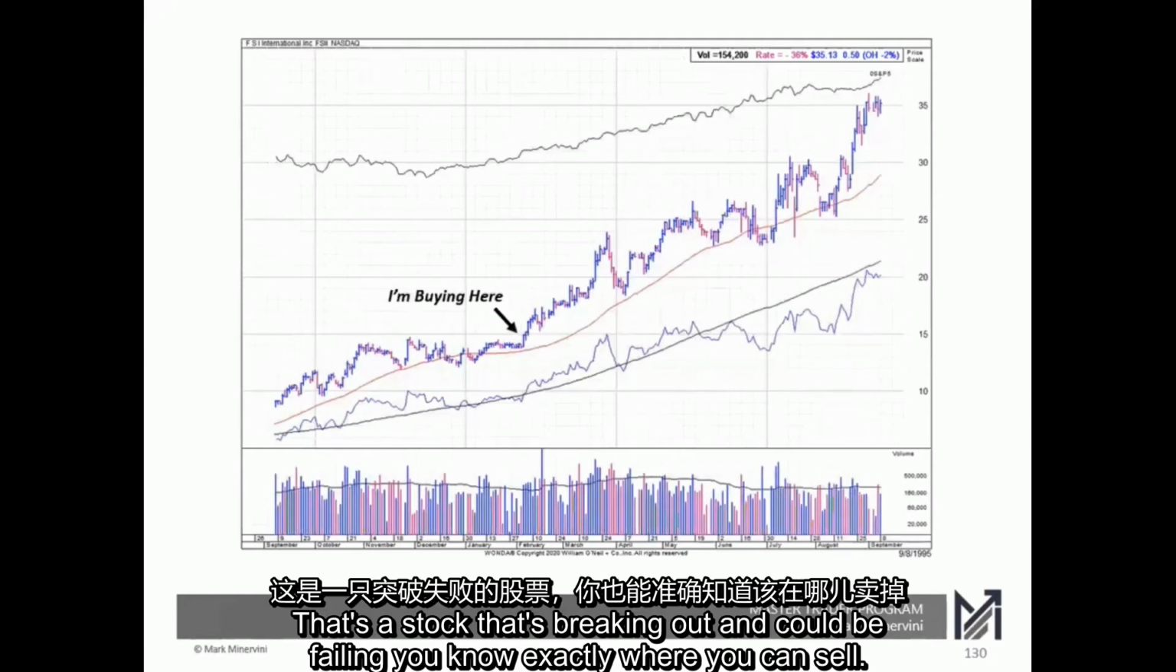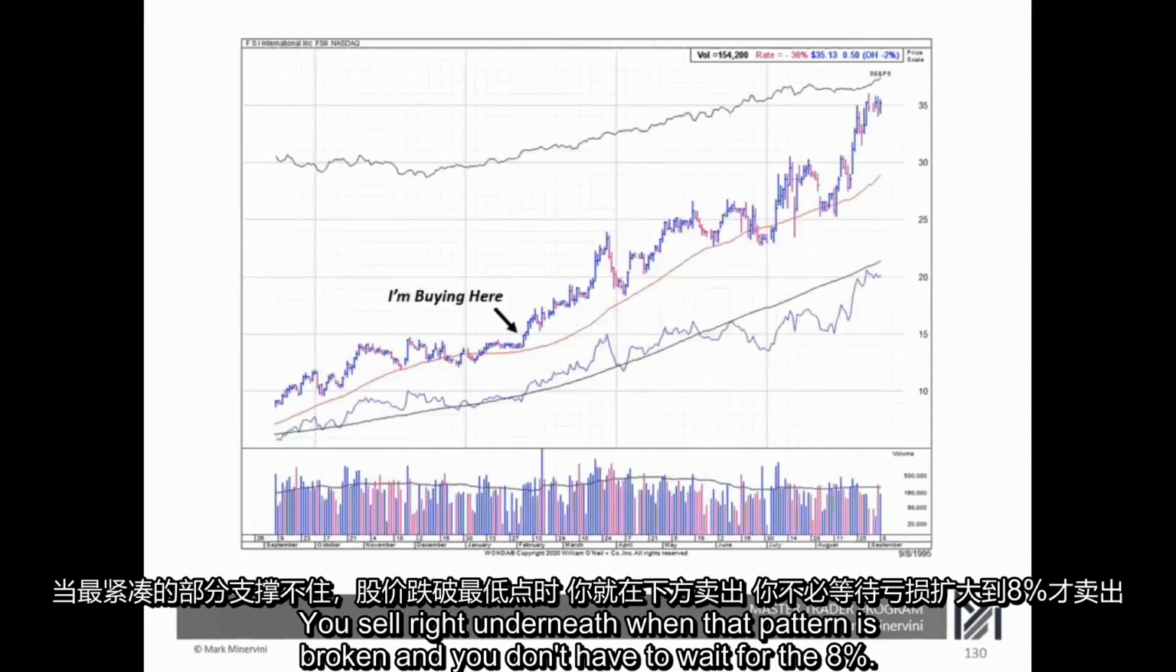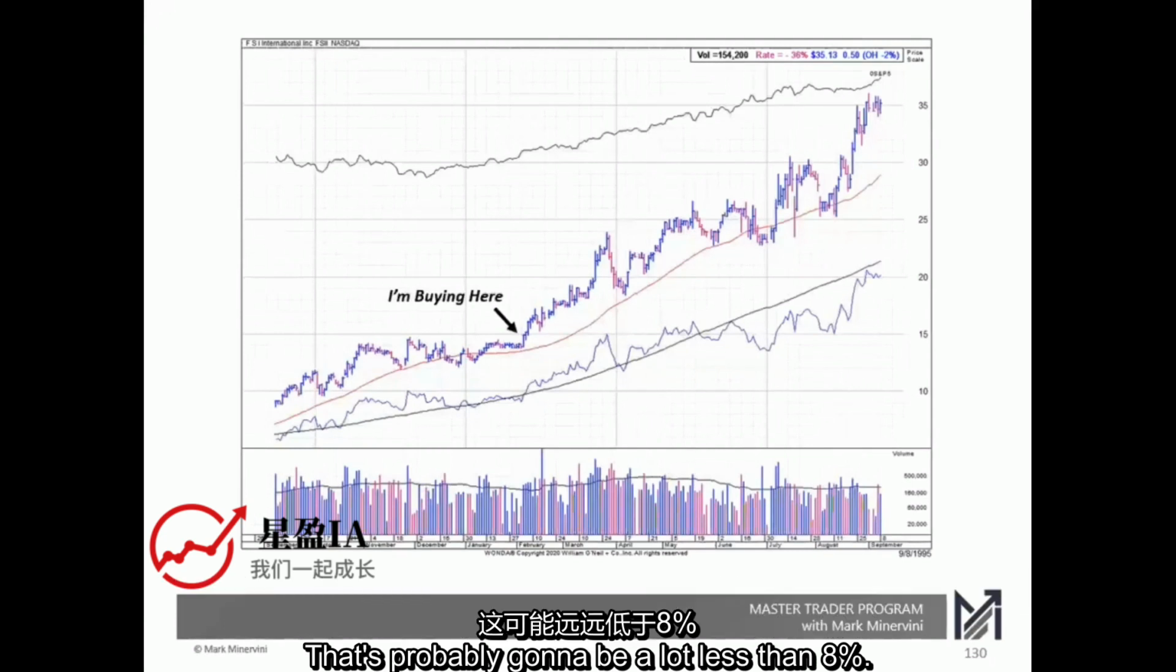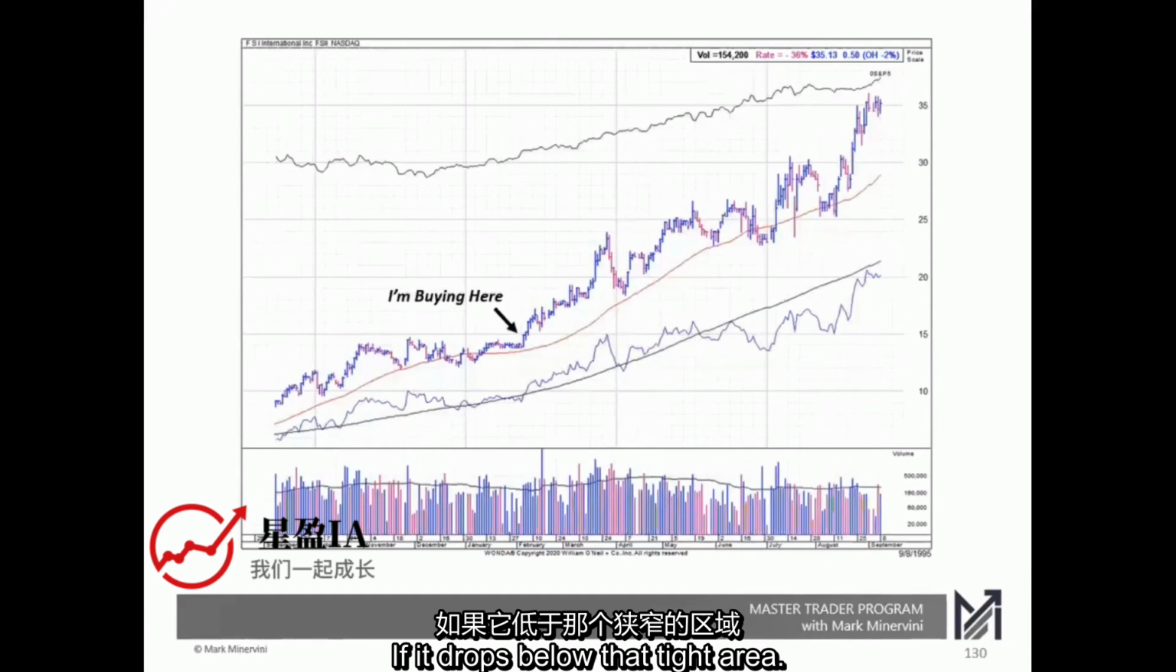That's a stock that's breaking out and could be failing. And you know exactly where you can sell. You sell right underneath when that pattern is broken, and you don't have to wait for the 8%. I mean, that's probably going to be a lot less than 8% if it drops below that tight area. Yeah, and this was very tight, so you had a very low risk.